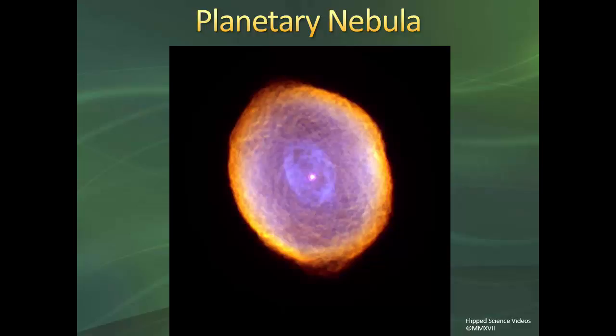There are actually no planets in a planetary nebula. It is just the gases that have been blown off. In a larger size star, it will not have a planetary nebula because those gases are going to be brought back in because they have enough gravitational pull.